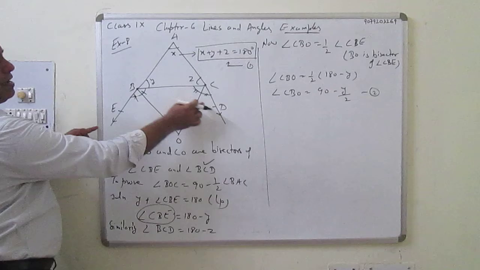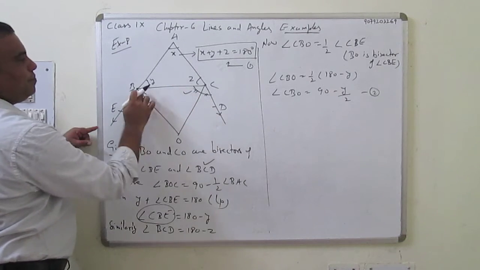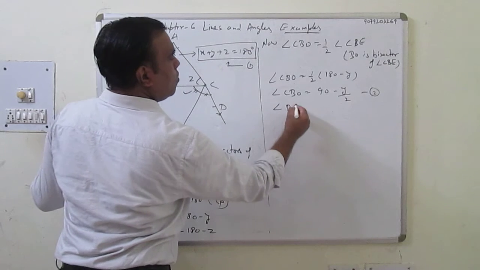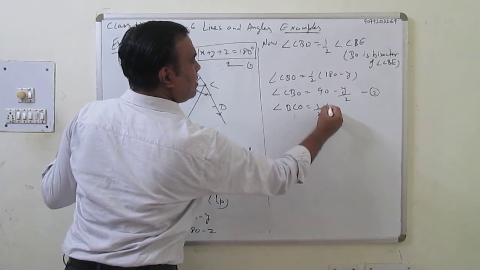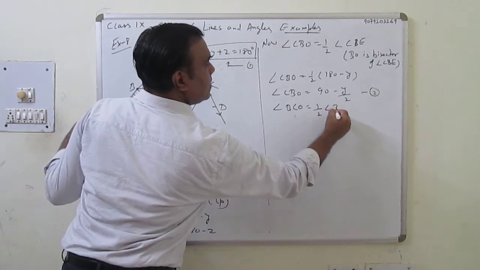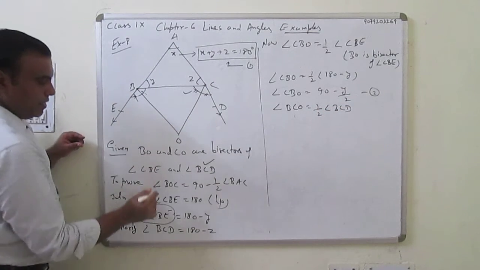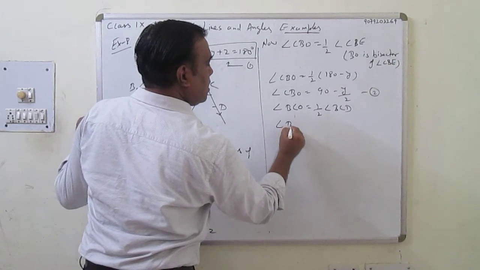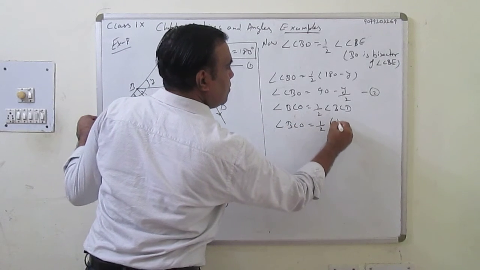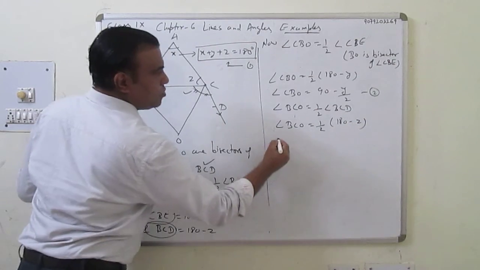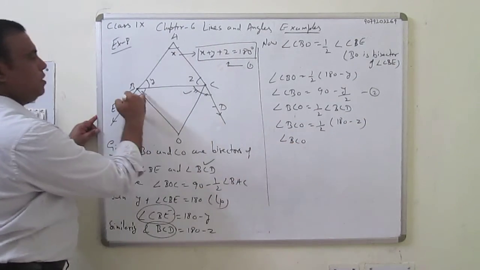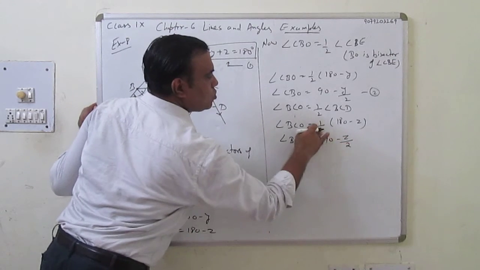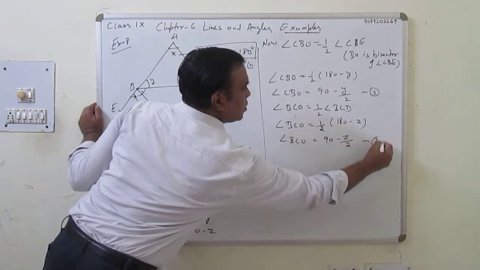Now what will this angle be? This one, BCO, is equal to half of angle BCD, and BCD is 180 minus Z. So angle BCO is equal to half of 180 minus Z. So angle BCO is equal to 90 minus Z by 2. This is equation 2.